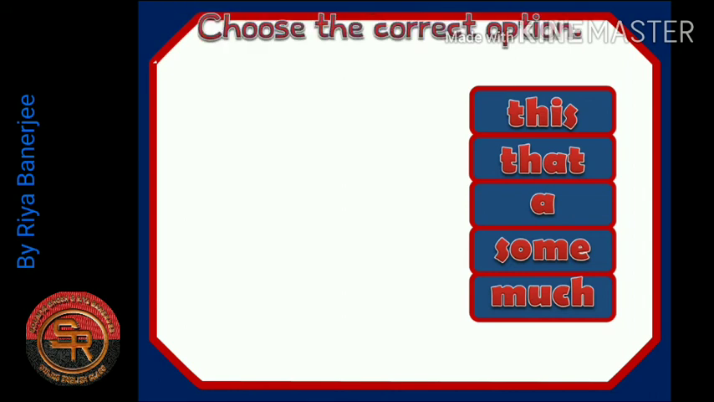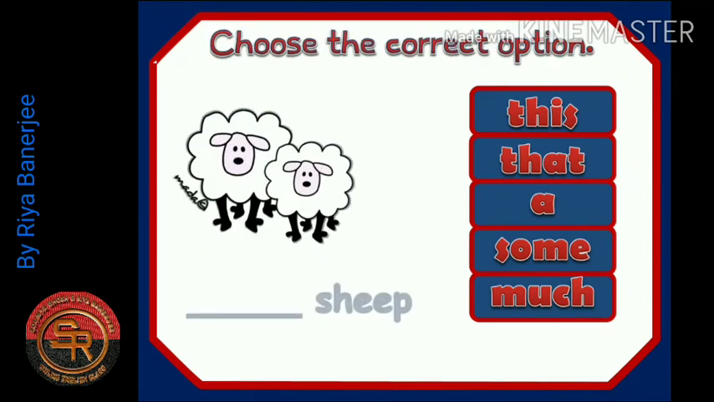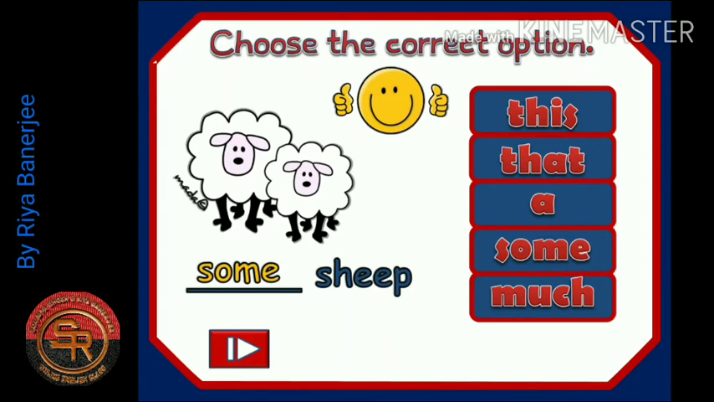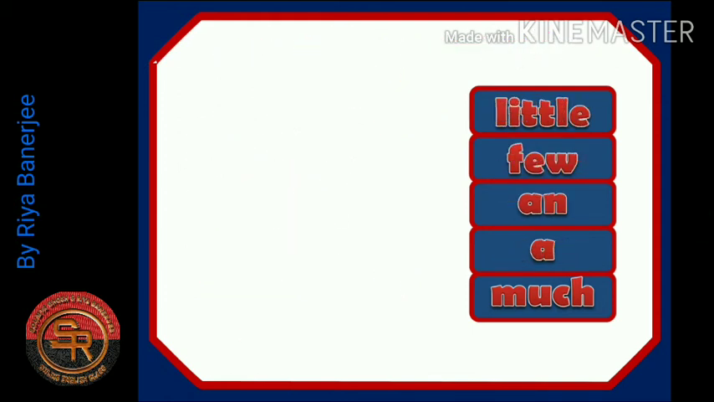Next example. Choose the correct option. Dash ship: this, that, some, much. Now there are two ships, right? So let's say some ship. Very good. We cannot say much ship because much is used with uncountable nouns. Ship is a countable noun. We can count the number of ships. So, some ship.